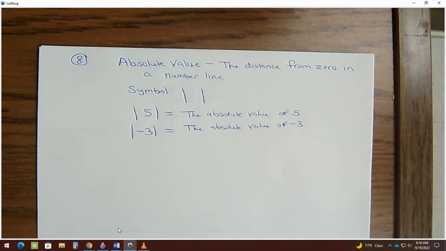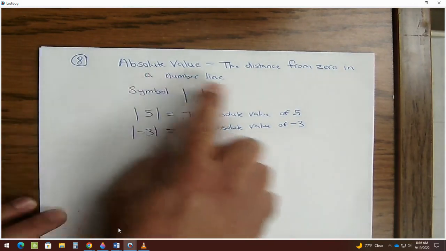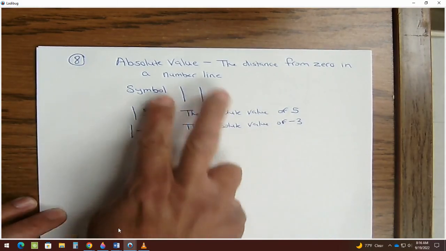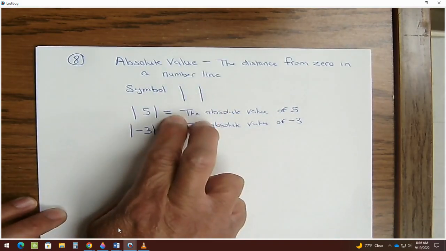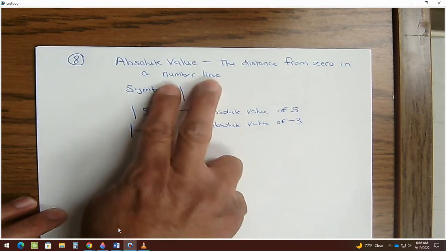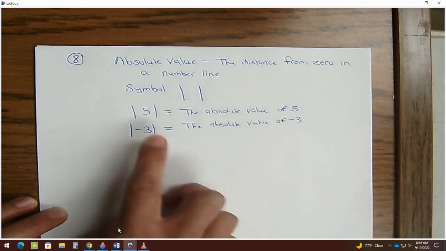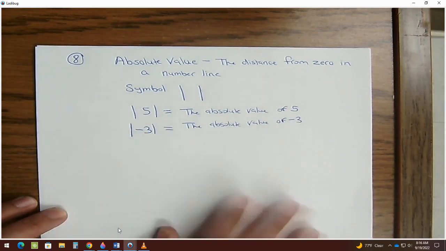So absolute value is the distance from 0 on a number line. The symbol for absolute value is two bars that go straight down, vertical, parallel to each other. How do I read this? The absolute value of 5. And the absolute value of negative 3. That's the way you read it. Questions?